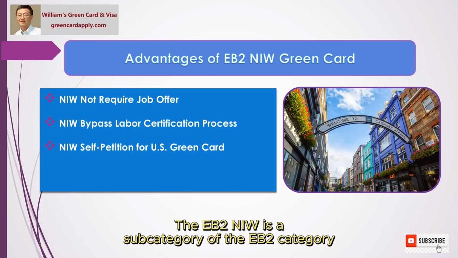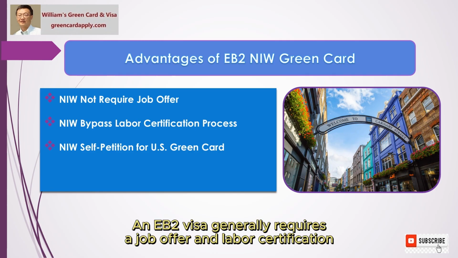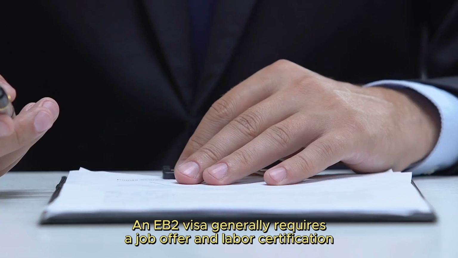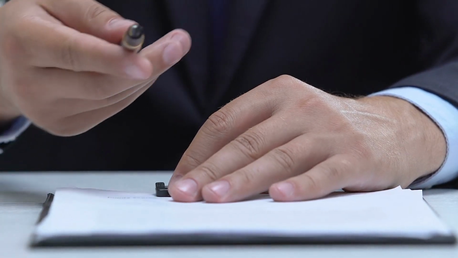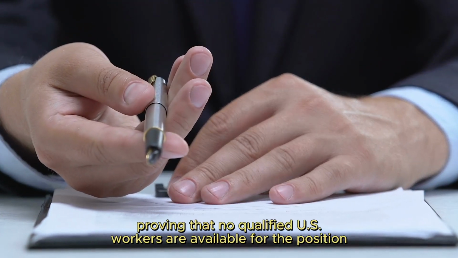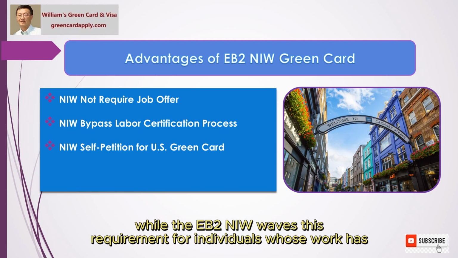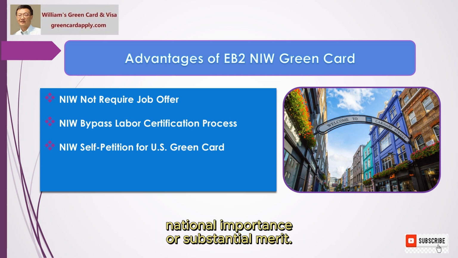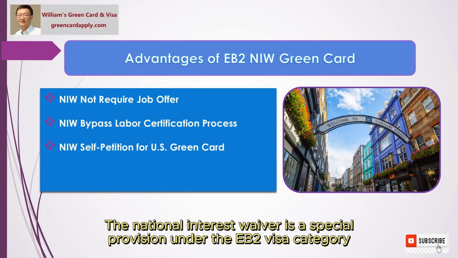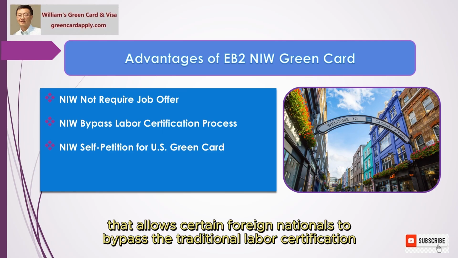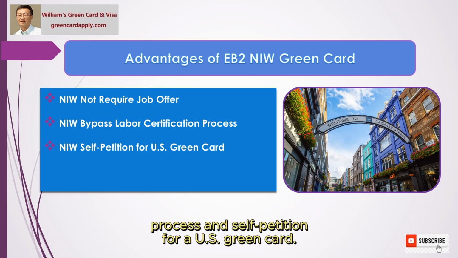The EB2 NIW visa is a subcategory of the EB2 category. An EB2 visa generally requires a job offer and labor certification, proving that no qualified U.S. workers are available for the position, while the EB2 NIW waives this requirement for individuals whose work has national importance or substantial merit. The National Interest Waiver is a special provision under the EB2 visa category that allows certain foreign nationals to bypass the traditional labor certification process and self-petition for a U.S.